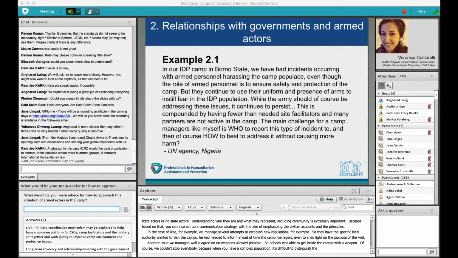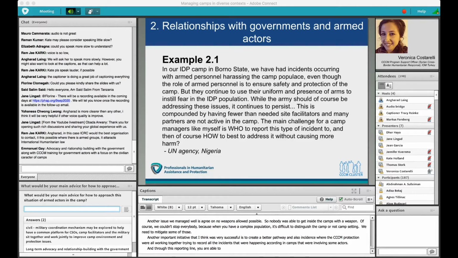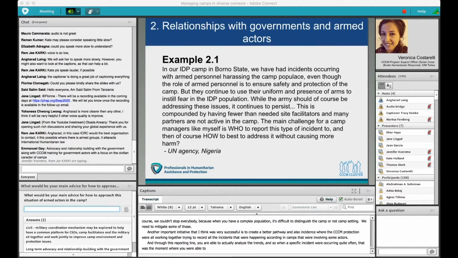Another important initiative that I think was very successful was to create a referral pathway and also an incident matrix, where CCCM, protection, and OCHA were all working together, trying to record all the incidents occurring in camps that also involved armed actors. Through this reporting line, you are able to analyze the trends. When specific incidents were occurring quite often, that was the moment you were able to build up a case, report to OCHA, and then scale up those issues to the relevant stakeholders.